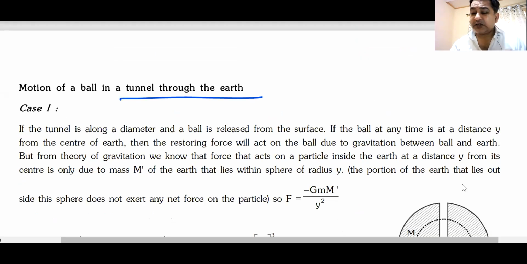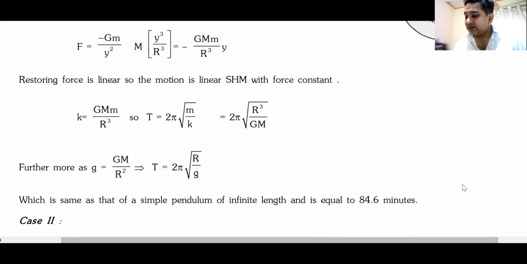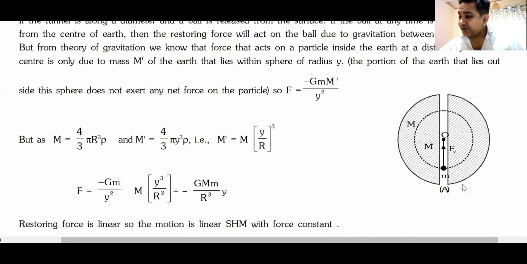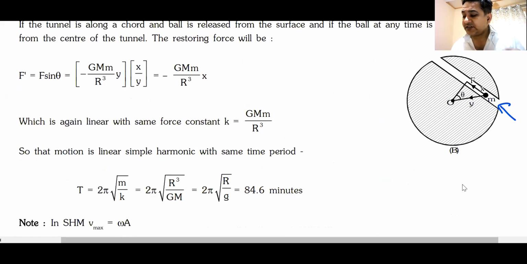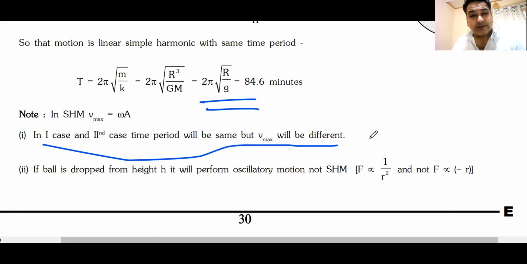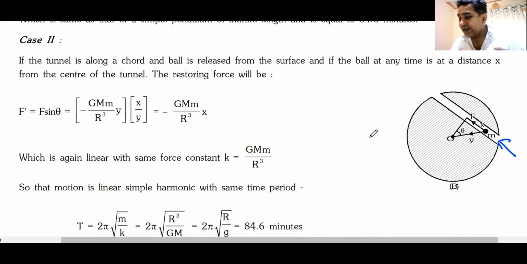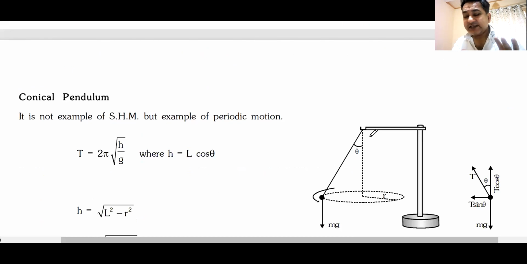Motion of a ball in a tunnel through earth, gravitation. This question has come very recently. Remember this. If the tunnel is dug through like this, a straight tunnel, then you have a tunnel which is at a distance x. Then again, the answer remains the same. In case number 1 and case number 2, time period will be the same, but maximum velocity will be different. Everything has been explained in this. I'll send you this sheet. Have a look at this.